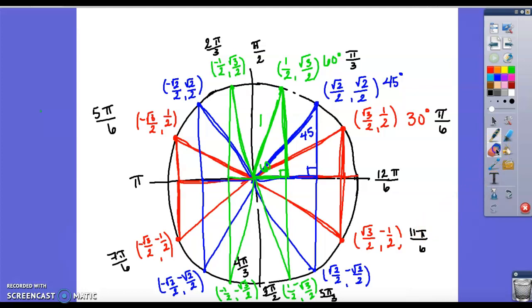Okay, 11 pi over 6 doesn't reduce. 12 pi over 6 reduces to 2 pi. And this is also 0. This is our starting point.